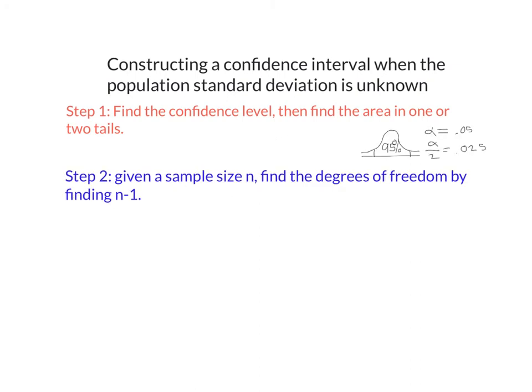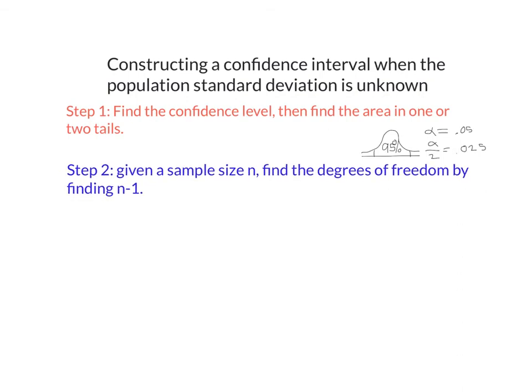Step 2, if you're given a sample size of n, then you want to find the degree of freedom by finding n minus 1. So the degree of freedom is always 1 less than your sample size. That relates to, remember when you were finding the standard deviation of a sample, it would be n minus 1. The degree of freedom is why you had to go n minus 1. So here, if we had a sample size of 101, then our degree of freedom is equal to 101 minus 1, which would be 100.